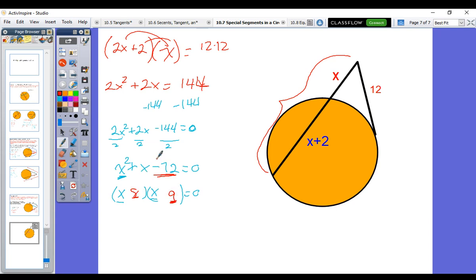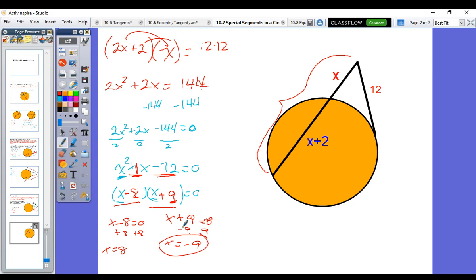But it's a negative 72, that means one of these has to be negative. To figure that out, if we do 8 minus 9, that gives us negative 1, but we need a positive 1. So that means this is the negative, this is the positive right here. Now to figure out our actual answer, we take both of these factors and set them equal to 0. So x minus 8 equals 0, and x plus 9 equals 0. And we solve for x. Here, plus 8, you get x equals 8. Here, minus 9, you get x equals negative 9.